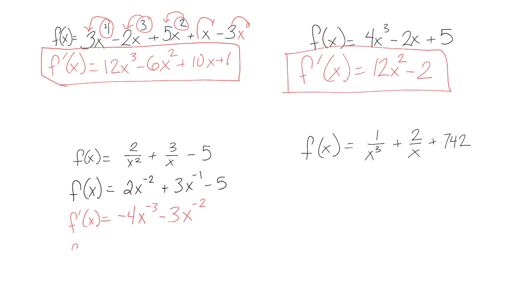And then for your final answer, you actually have to go back and put that back into fraction form. So this would be a negative 4 over x cubed, and this would be a minus 3 over x squared. And that's how we would write our final answer.